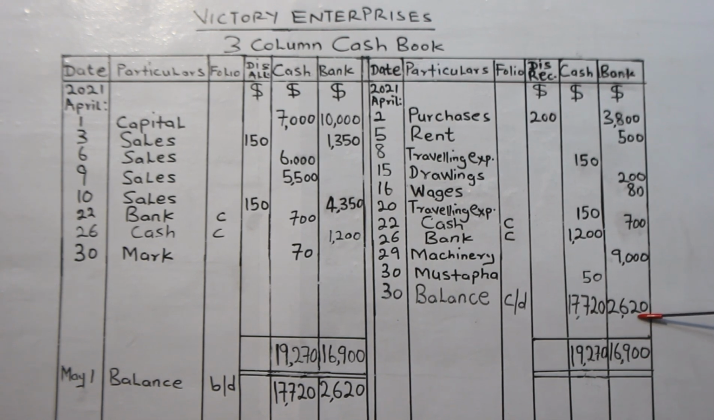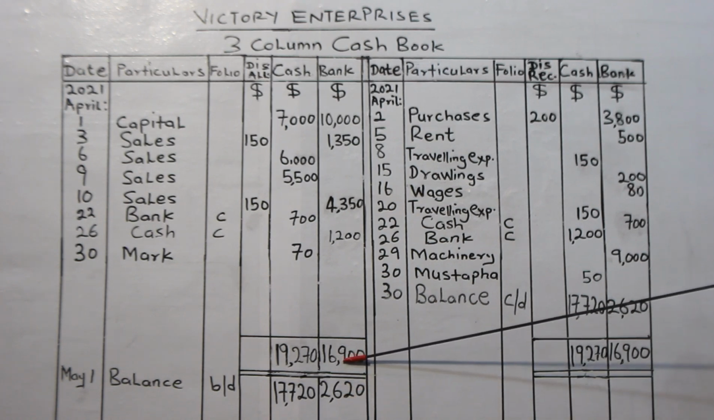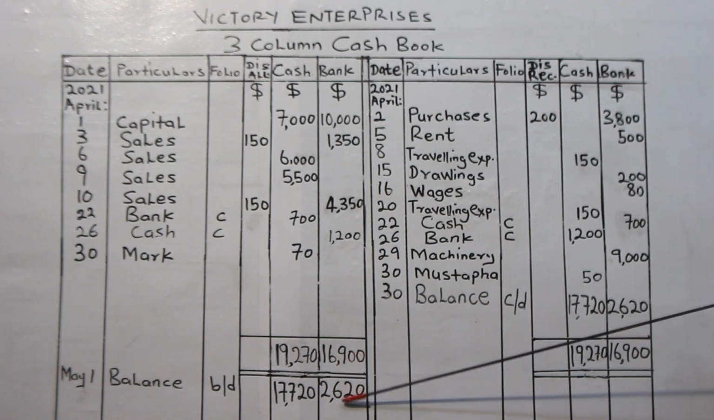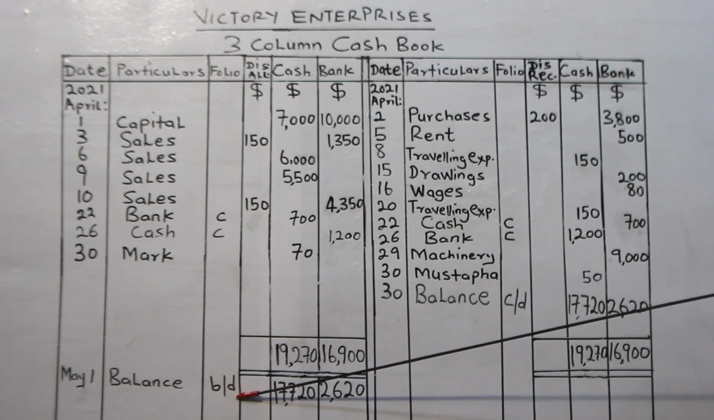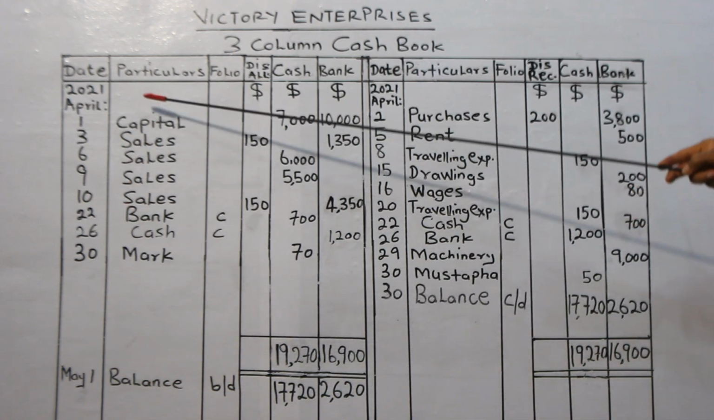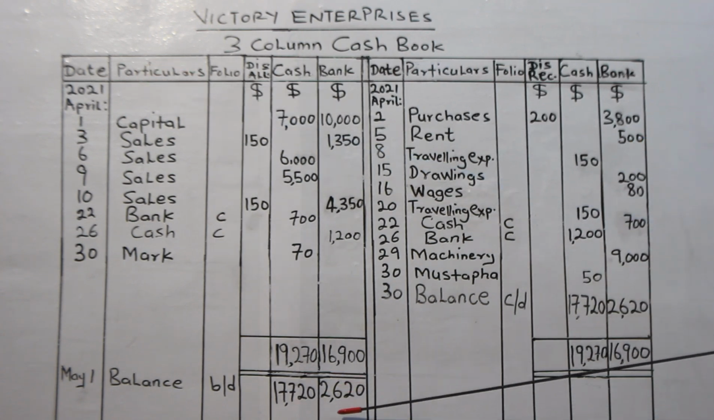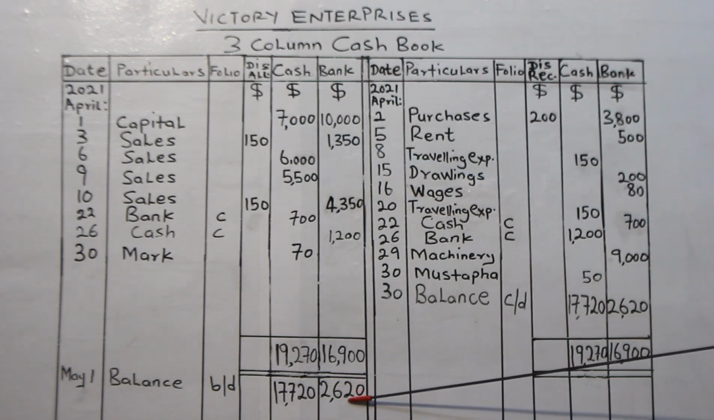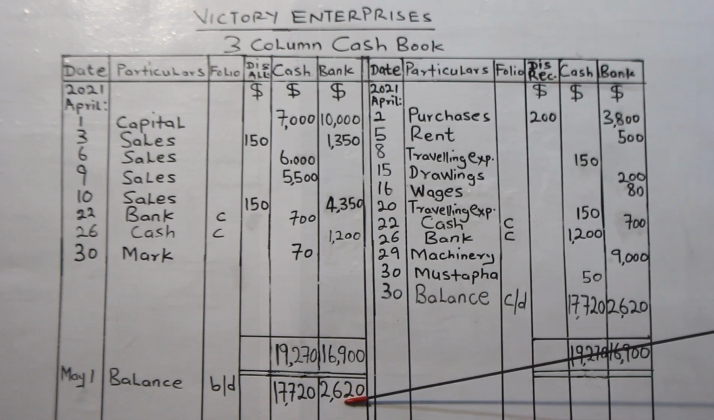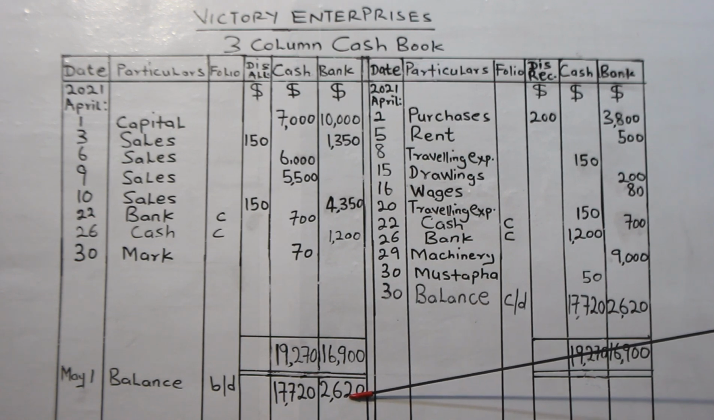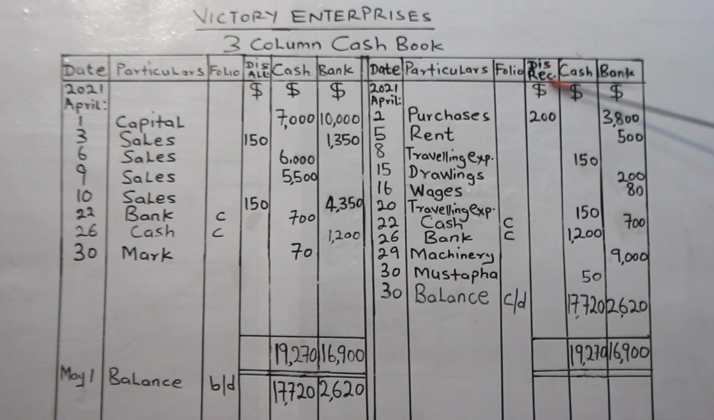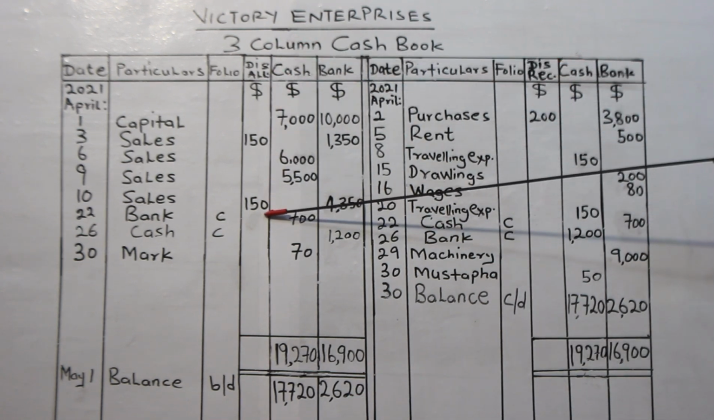Now this 2,620 is taken to the debit side of the 3-column cash book under the closed figure for the bank column, and it becomes the balance brought down for May 1st, 2021. Of course, this 2,620 represents the net amount received in the bank. This 2,620 will be taken to the debit side of the trial balance to represent the bank balance for the period.